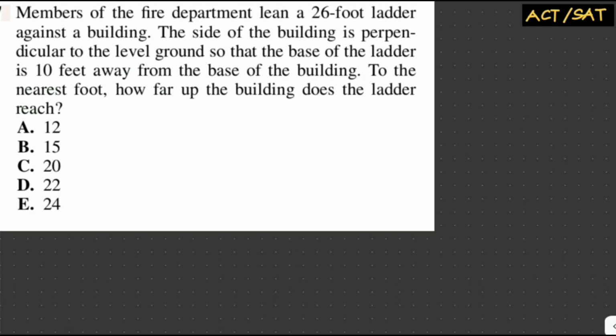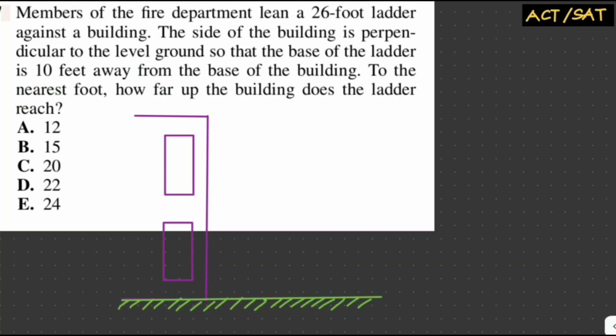Members of the fire department lean a 26-foot ladder against a building. The side of the building is perpendicular to the level ground so that the base of the ladder is 10 feet away from the base of the building. To the nearest foot, how far up the building does the ladder reach? So if you're going to draw that, let's say this is our building here, and this is the ground, and this is our ladder here.